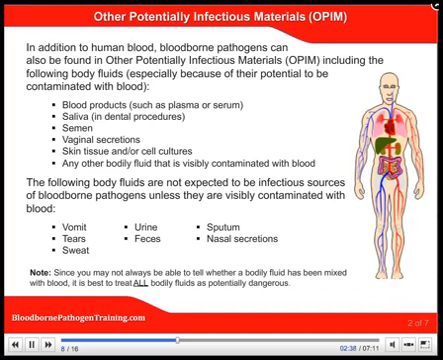visibly contaminated with blood. The following body fluids are not expected to be infectious sources of bloodborne pathogens unless they are visibly contaminated with blood: vomit, tears, sweat, urine, feces, sputum, nasal secretions. Note: since you may not always be able to tell whether a bodily fluid has been mixed with blood, it is best to treat all bodily fluids as potentially dangerous.